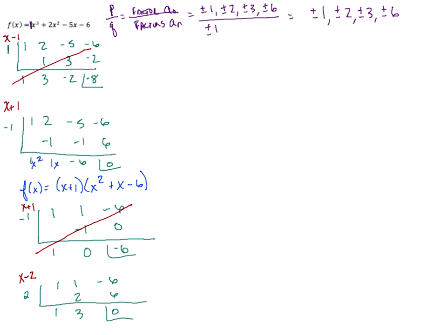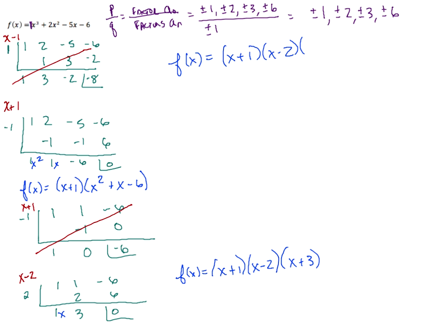So interpreting these results, I have f of x is equal to the first x plus 1 that I found. I just found x minus 2, and I'm left over with x plus 3. So I've got it all in linear factors here. And I'll write it up here. And I'm just going to use the zero product property to solve.